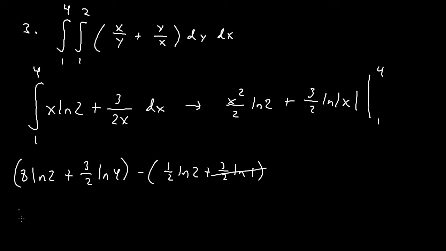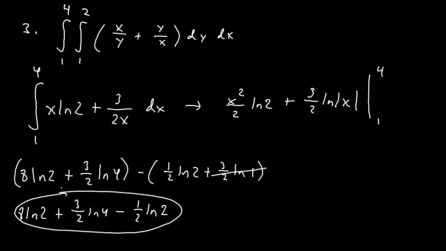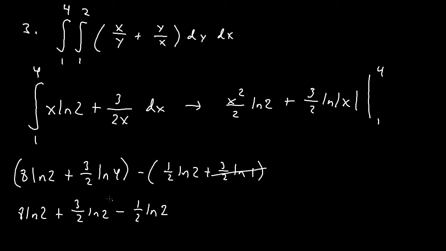So if I rewrite it, we get 8 times the natural log of 2 plus 3 halves times the natural log of 4 minus 1 half times the natural log of 2. Now I'm going to go ahead and find a way to combine all three of these together. I'm going to start by rewriting natural log of 4 as natural log of 2 squared. And I'm going to rewrite the 8 in front of the natural log of 2 as 16 over 2, so we can get common denominators here.